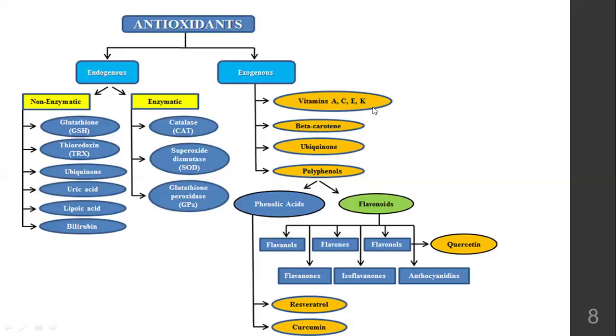One type is already produced in your body. Some enzymes also have antioxidant properties, and some elements are not enzymatic in nature. They don't cause breakdown of any item. Not enzymatic in nature, but they have antioxidant property. And exogenous are the ones you require through your diet.